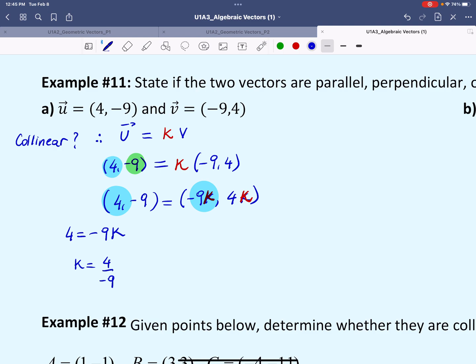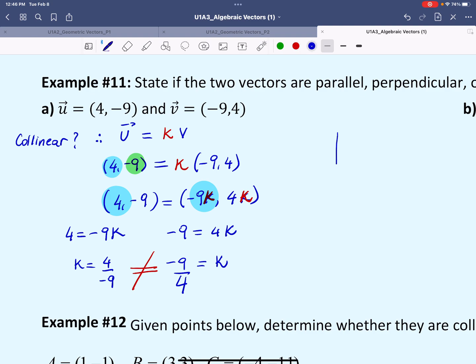Now, we expect to have the same k value that we can derive from equating the y coordinates. So let's hope that happens. Negative 9 equals 4k. So k in this case will be negative 9 over 4. And 4 over negative 9 and negative 9 over 4 are two different values. This is about negative 0.5, and this is going to be a number less than negative 1, so it's negative 2.25. Because we got two different k values, we'll say that these two vectors are not parallel, not collinear, okay?